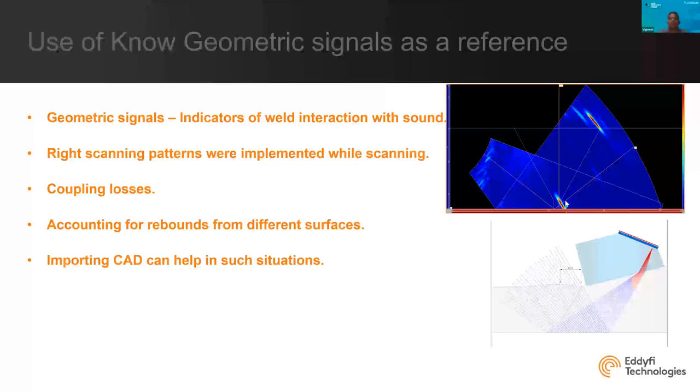Now, one of these nominal geometries is the root indication that you can see here, and then the top indication, which you can see here. If these two geometries appear, we know that the way the ultrasonics is propagating into the material, into the weld, is correct. Now, this can be difficult if the thickness varies and if there is a taper.